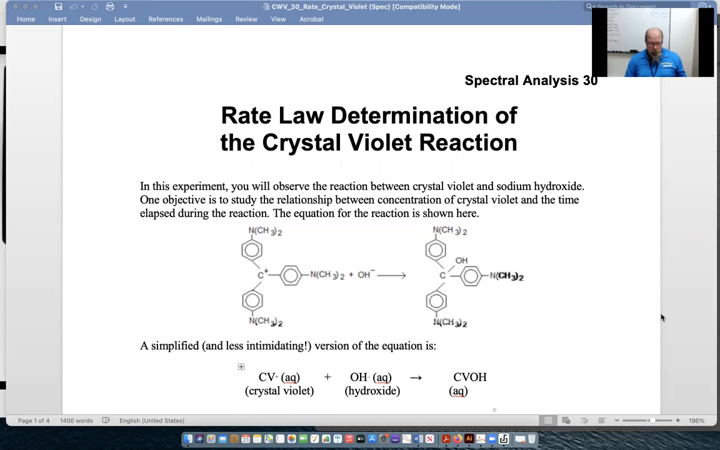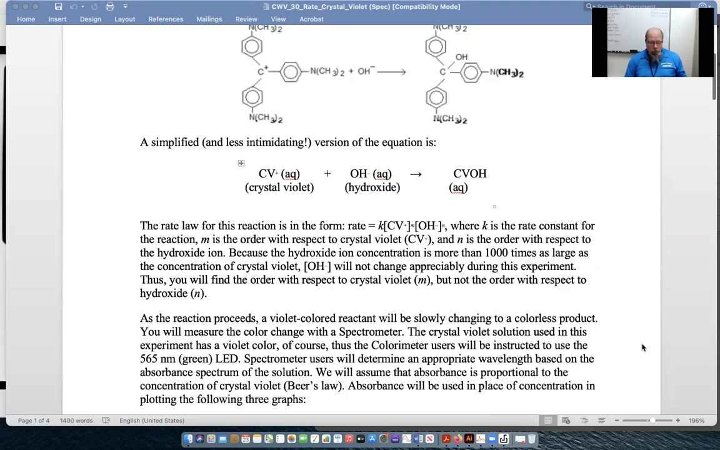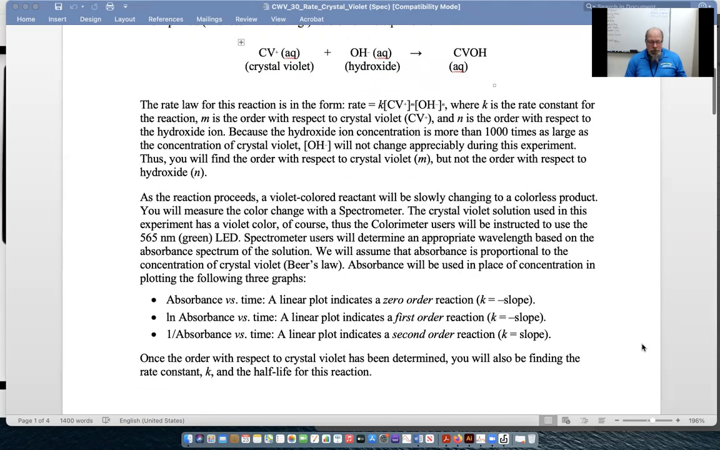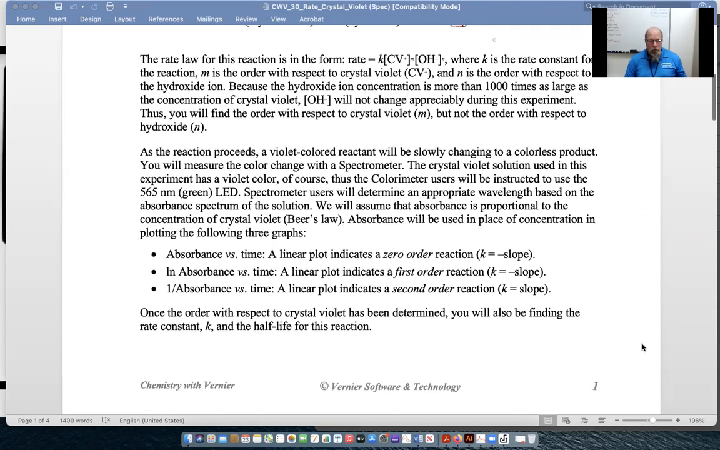A much more simplified equation is just showing crystal violet with a plus sign, a plus charge on it. That's the purple color. And adding the hydroxide, which is a clear liquid, is going to go to a colorless form of the crystal violet with the OH attached. The equipment that we're going to be using is a spectrophotometer. Basically, we're going to be studying the rate law of the reaction.